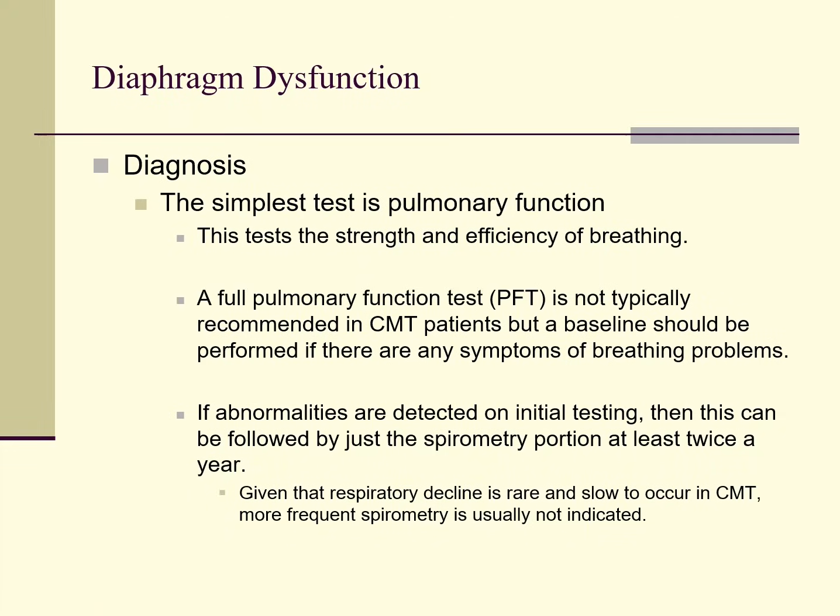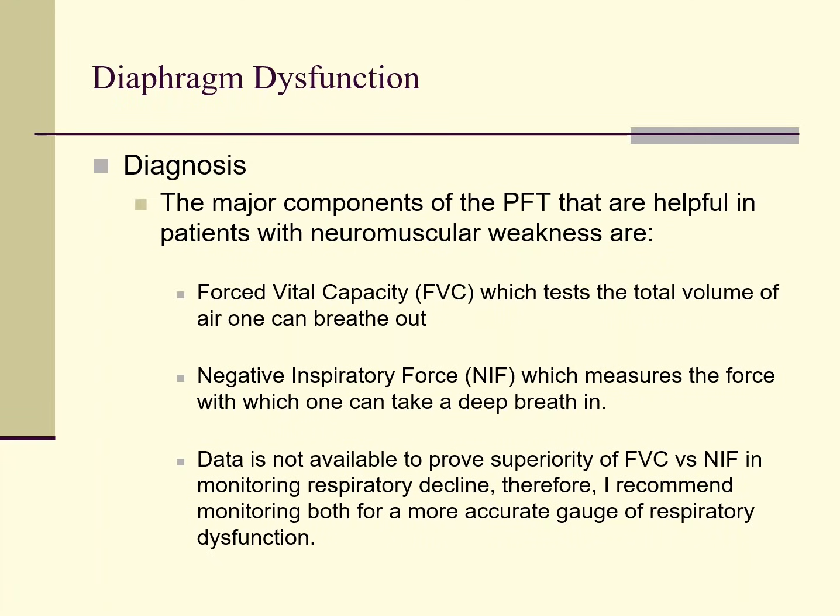So the first thing that we do is we test the pulmonary function. We test for what's called a forced vital capacity and a negative inspiratory force, which again I will mention in a second. And this gives me an idea of problems with breathing muscles. The forced vital capacity is a test that tests for the total volume of air that one can breathe out. The negative inspiratory force measures the force with which one can take a deep breath in.